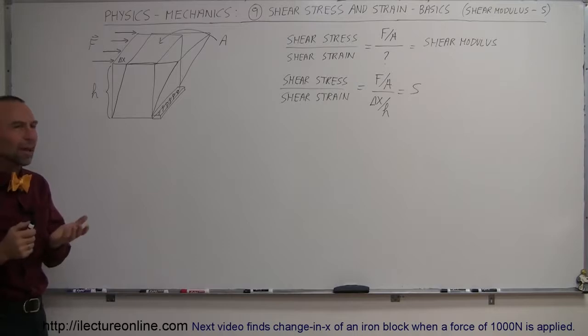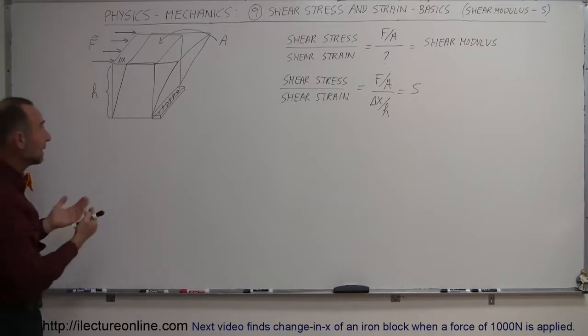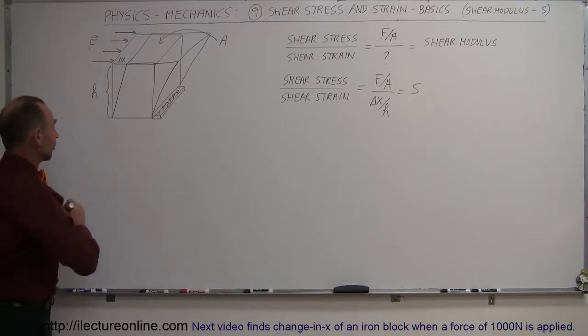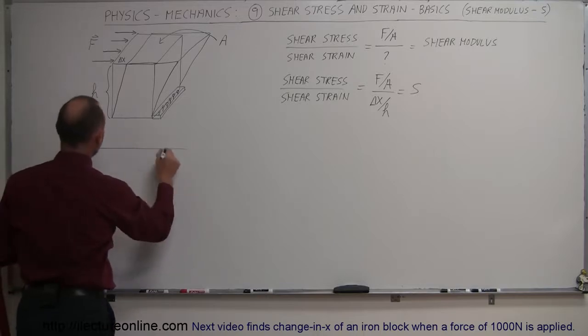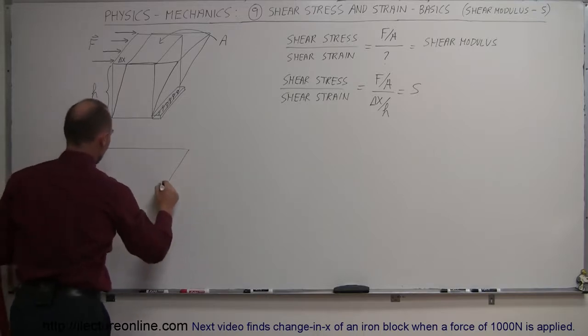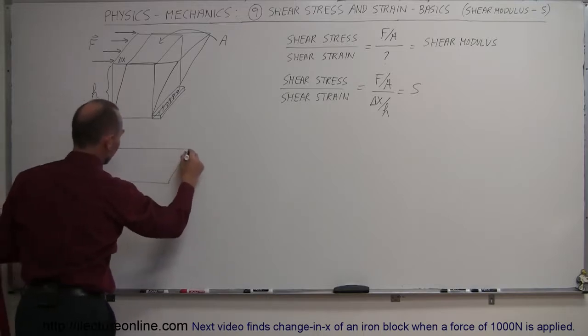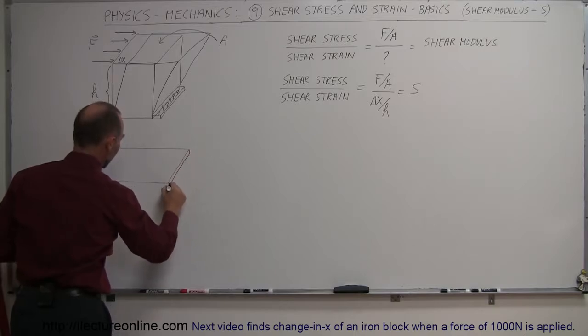So let me show you some examples where in industry, this is really an important factor. So let's say we have a steel plate that looks like this. Very large steel plate, and it's not very thick.